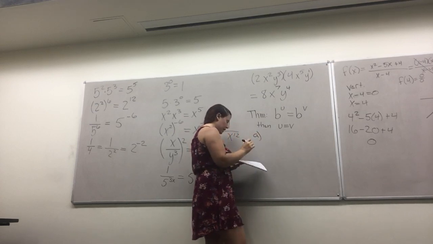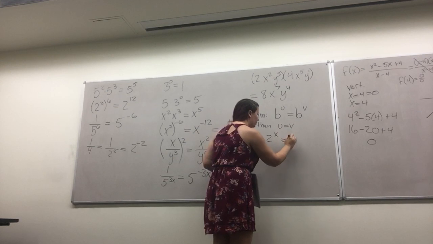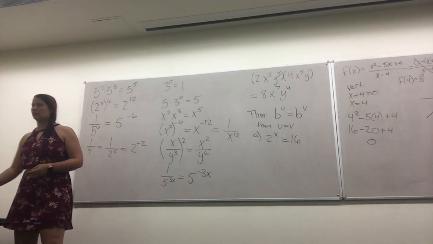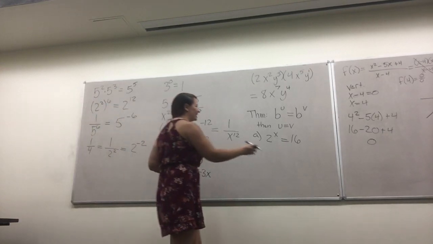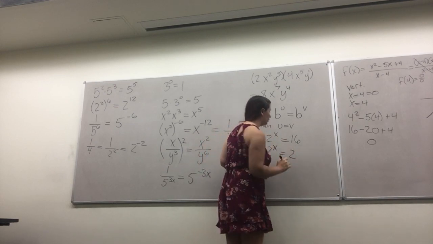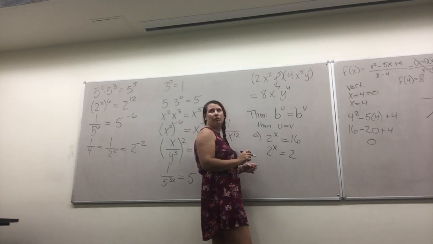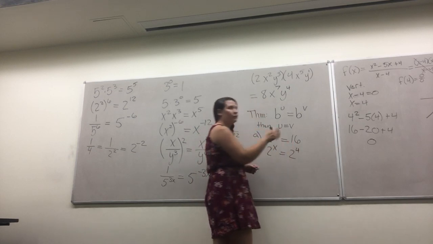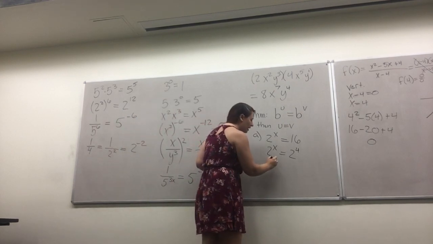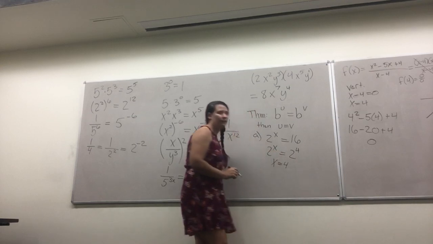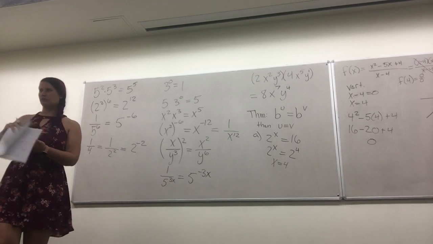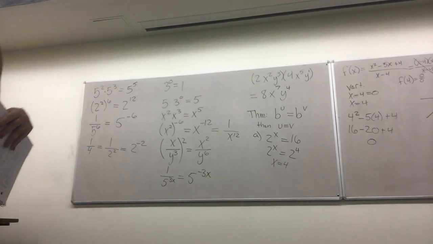an example here, if we have 2 to the x equals 16, we want to make it fit this theorem. So basically we want to rewrite 16 as a power of 2. So 2 to the x equals 2 to the, what, 4? Because 2 to the 4, 2 times 2 times 2 times 2 is 16. So that means that x equals 4. Okay? Does that make sense? Just a kind of basic one to start us off.